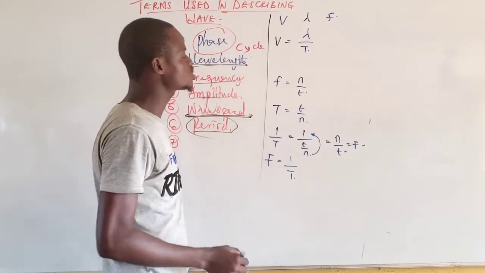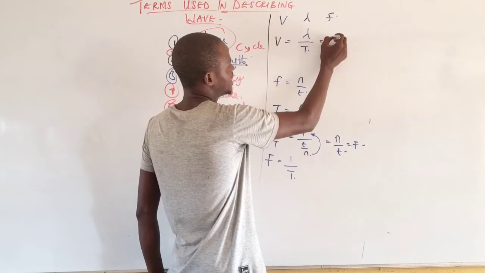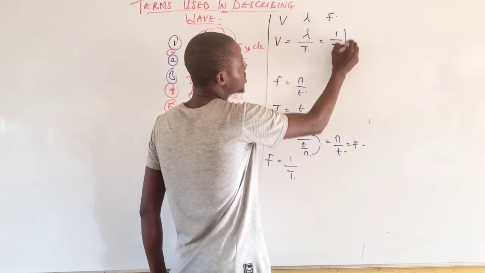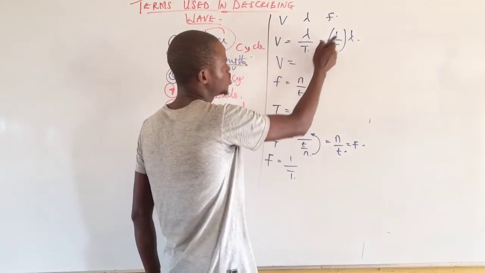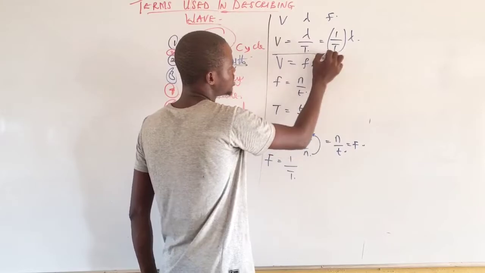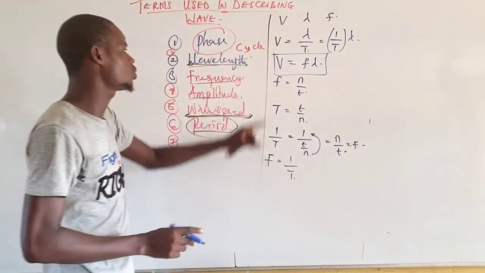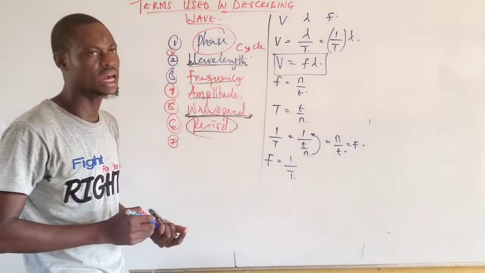Now, if the frequency is 1 over period, coming back to this, I can analyze it as 1 over period times wavelength, where my wave speed will be equal to 1 over period, which is my frequency, times my wavelength: v = f × λ. This is the relationship between the wave speed, the frequency, and the wavelength.